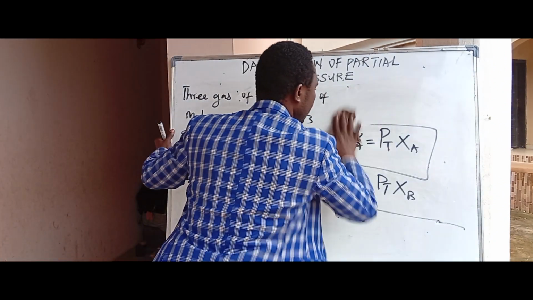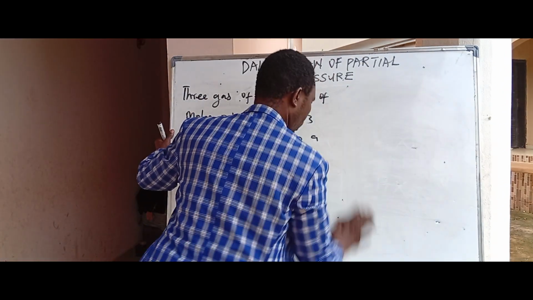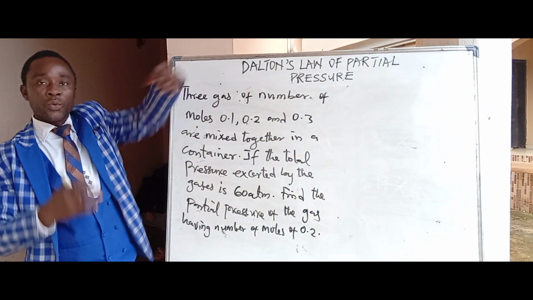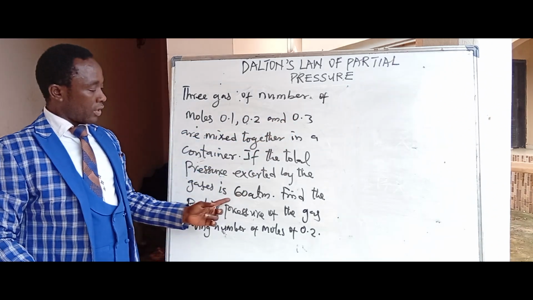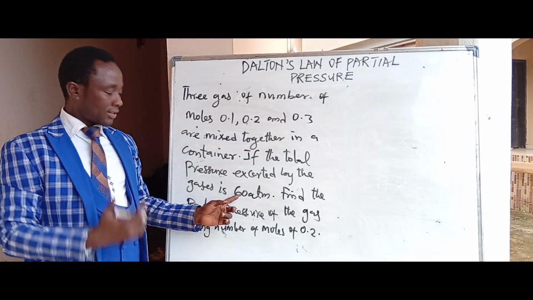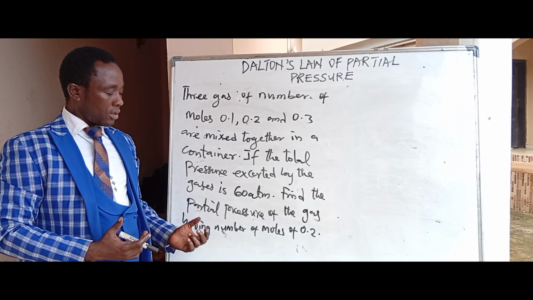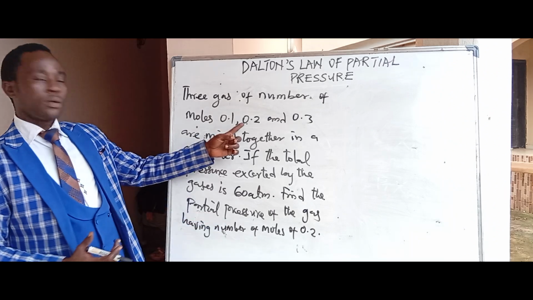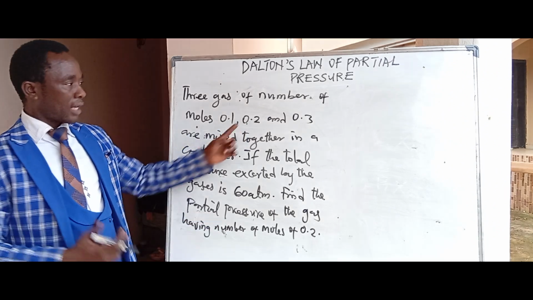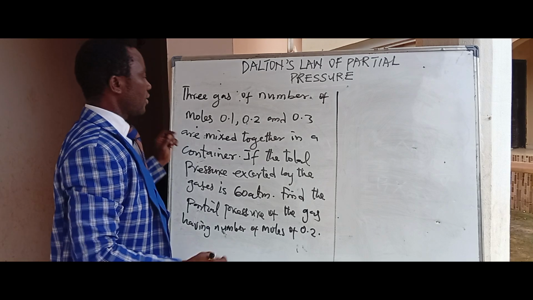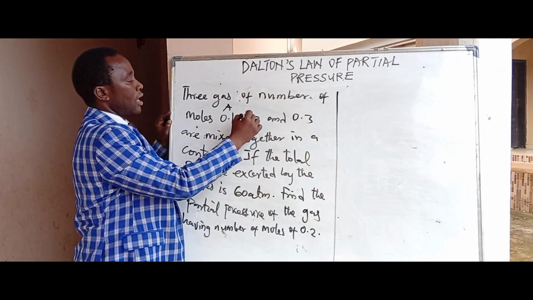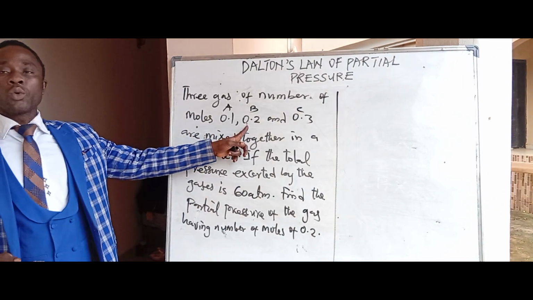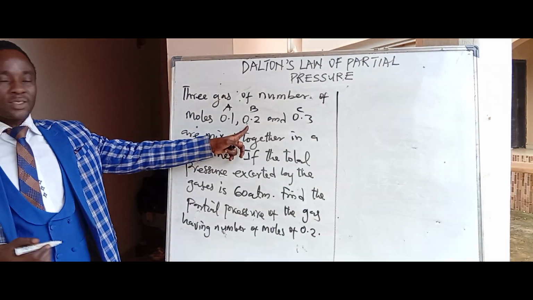All right, let us solve here. So you can see there are three gases and they were given the number of moles, and they gave us the total pressure exerted by these gases. We are to find the partial pressure of the gas that has the number of moles of 0.2. You can agree with me that if we take this gas here to be A, this one to be B, and this one to be C, it simply means that we are looking for the partial pressure of gas B.